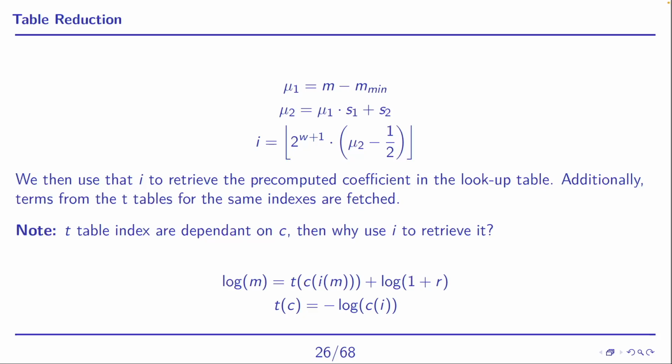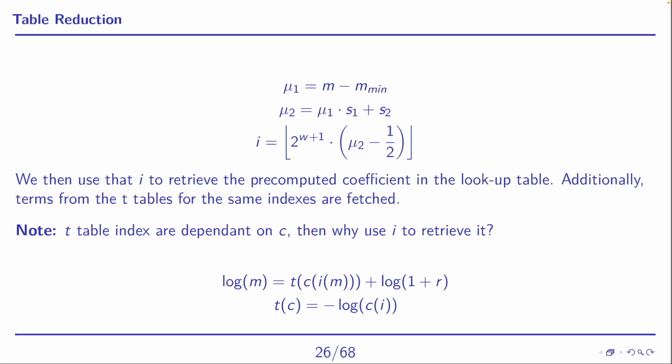So the next thing that we do is that we take m, we subtract m min, which seems logical because we kind of want to align it to the minimum that we have. And then we do a fused multiply addition, where we multiply that mu times s1 plus s2. And once we have that, we use this formula here to determine what's the specific I that I need.